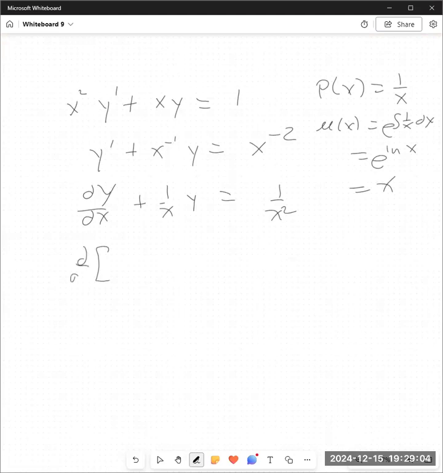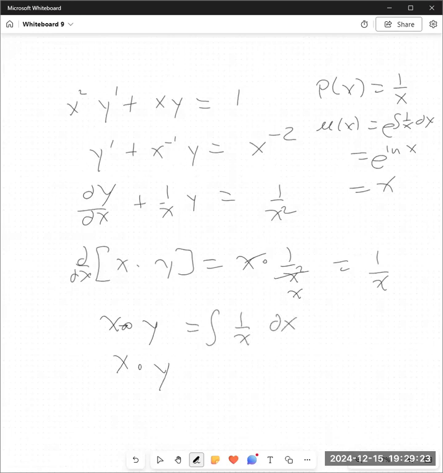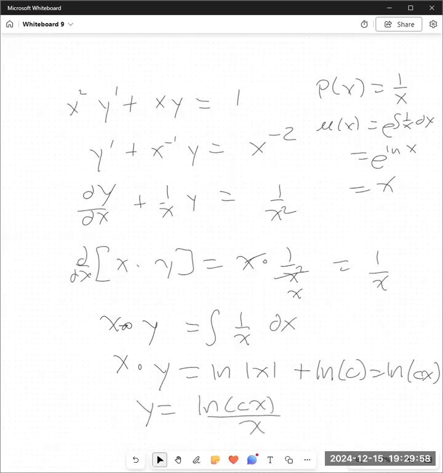So we have d/dx of x times y is equal to x times 1 over x squared. That's going to be 1 over x. So x times y is equal to the integral of 1 over x dx. X times y is equal to ln of the absolute value of x plus c, or I could write that as ln of c if I wanted to get the c inside of there, if that would be helpful. Let's go ahead and do that. Like that. So y equals ln of cx over x, something like that.